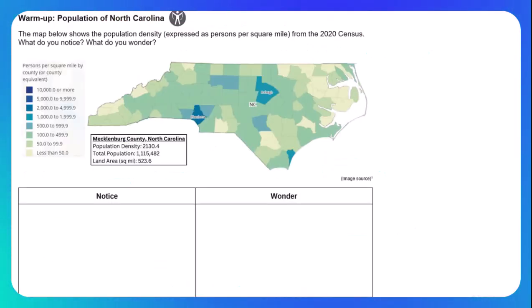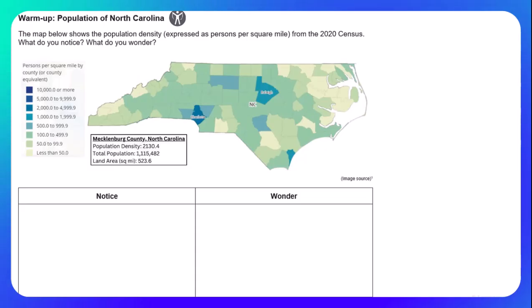All right, I'm going to ask you to look at this map below. It's showing the population density expressed as persons per square mile from the 2020 census. Now, in the left-hand column, write down anything that you notice. So look at it closely. Look at the map. Look at the color coding. Look at the numbers that you have. Read the words and write down some things that you notice. It can be anything. And then if you have questions, in the right-hand column under Wonder, write down any questions you have, things that you wonder about. Take some time to do that.